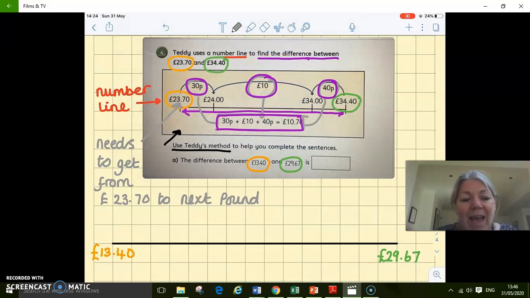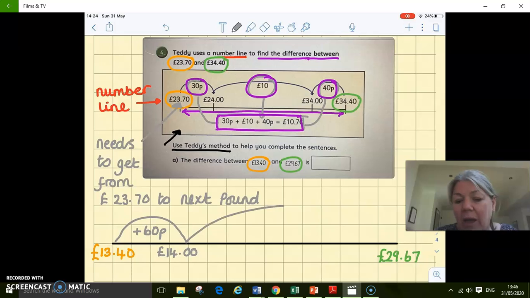Well, I know that Teddy tried to get to his next pound. And I know if I'm counting, 14 is the next whole number after 13. And I know that to get to the next 100, I've got to add 60 to 40. Now, I know that if I add 10 on here, I'm going to get 24, but I can see that there's 29. And I know to get from 4 to 9, I add 5. So I'm not going to add 10, I'm going to add a sneaky 15. And that's going to get me to £29. And then all I need to do is add on the extra 67 pence.